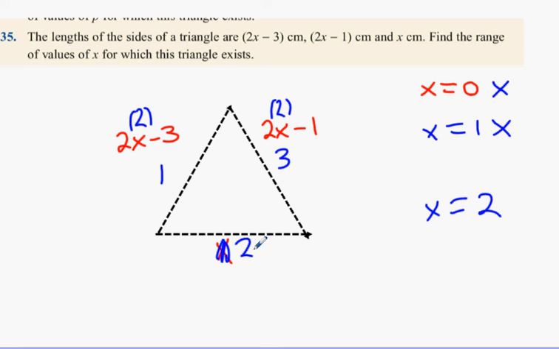X greater than 2? Perfect. I'm going to tell you why. Now I agree with it. Can anybody tell me why? In a triangle, 2 sides have to be greater than the third side. Any 2 sides added together have to be greater than the third side.